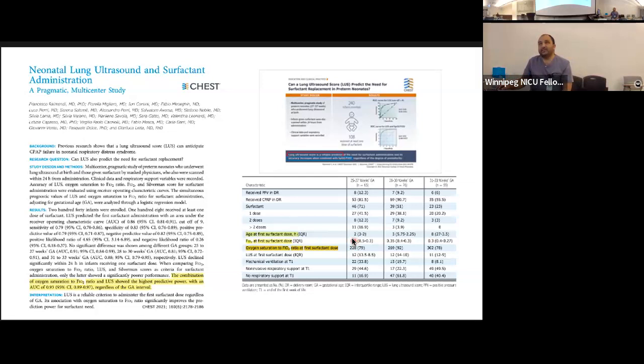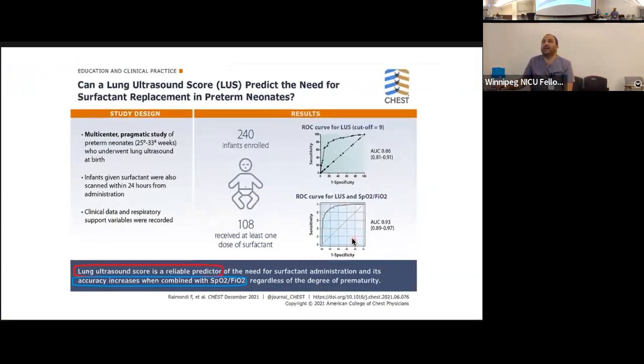Anyway, this trial has been revalidated, or let's say re-examined, rechecked, and they came up with this graph when they combined the SF ratio with the lung ultrasound. They also found it much better, with an AUC of 0.93 when you combine the SF ratio with the lung ultrasound in predicting the CPAP failure and giving or providing surfactant.